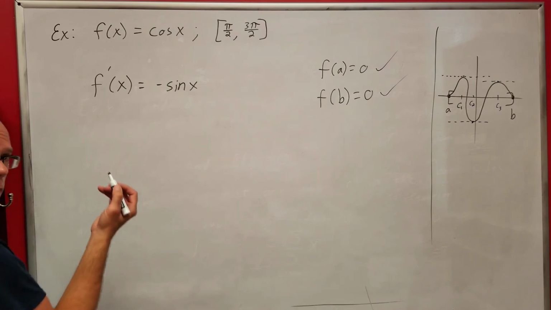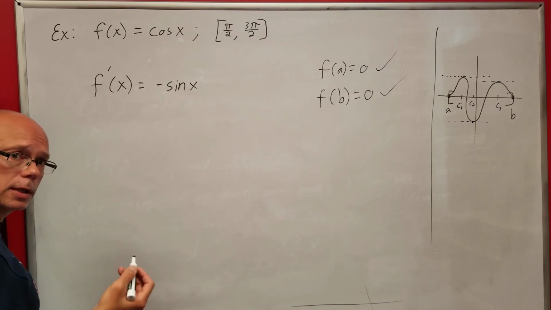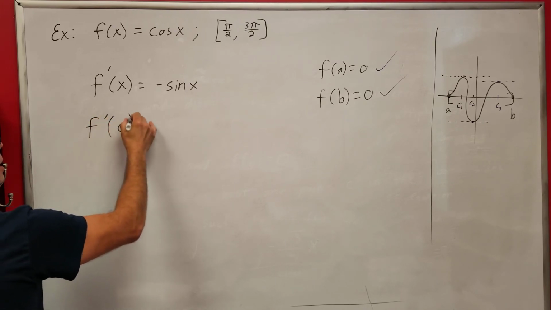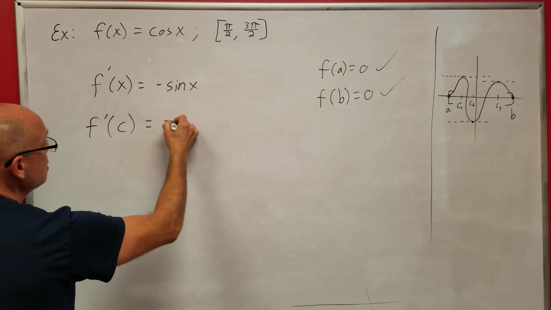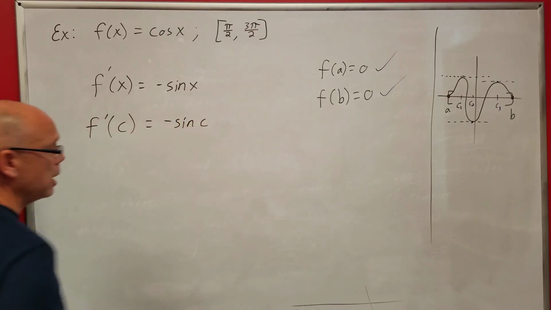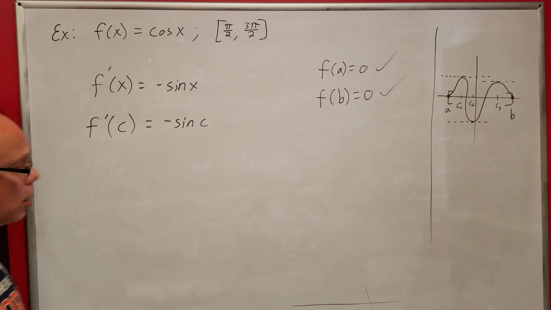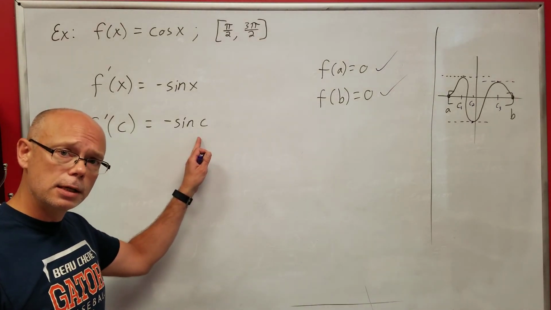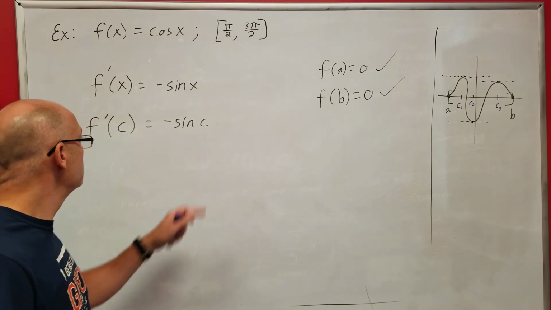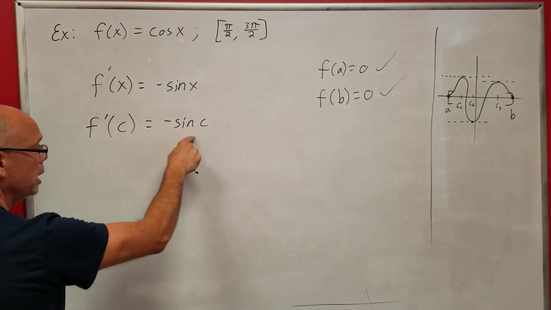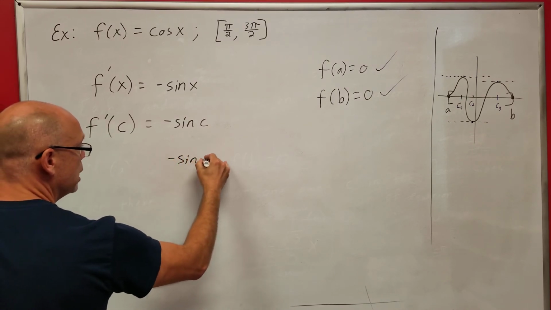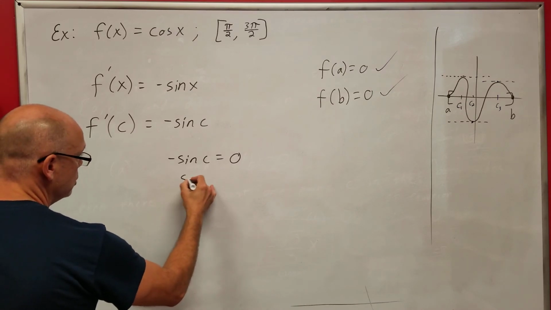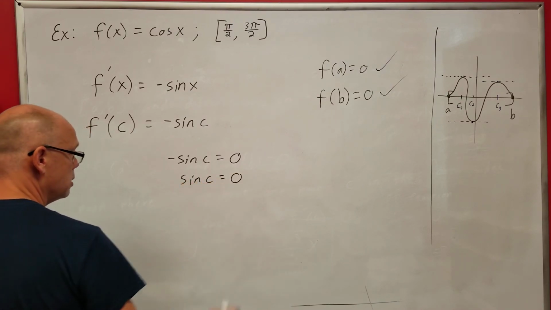Now, they say there's at least one point C to where f prime of C is equal to 0. So I'm just going to replace x here with C. Now, what do I want to find? I want to find that point C to where f prime of C is equal to 0. Here's f prime of C, negative sine of C. Let's find where negative sine of C is equal to 0. Divide by negative 1, and you get sine of C is equal to 0.